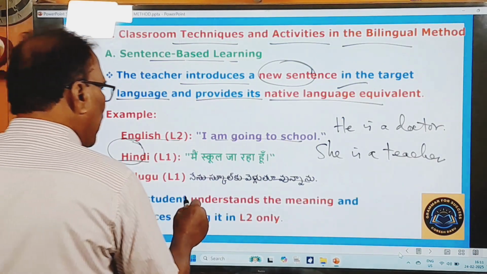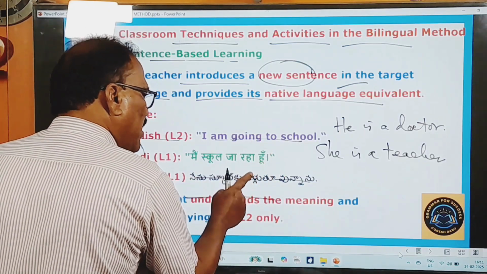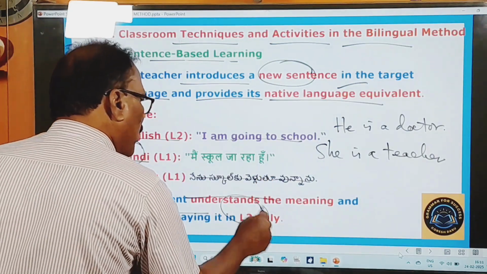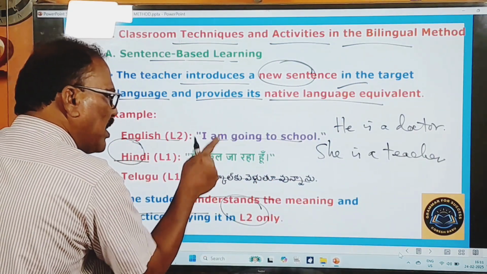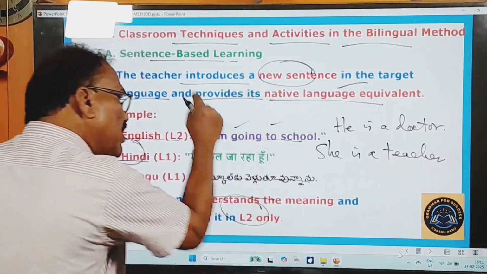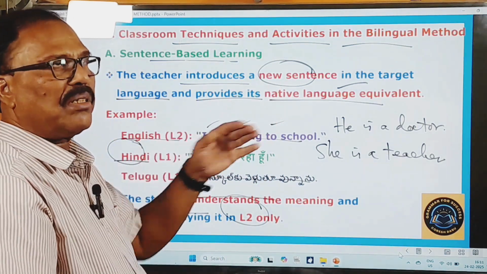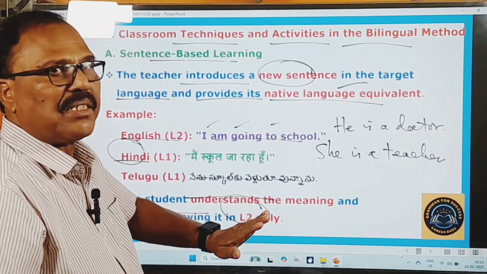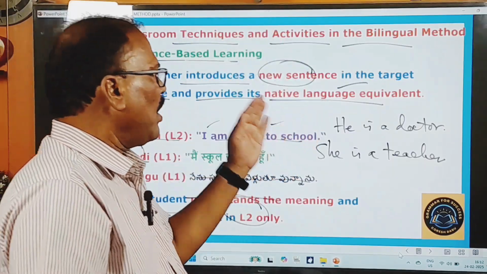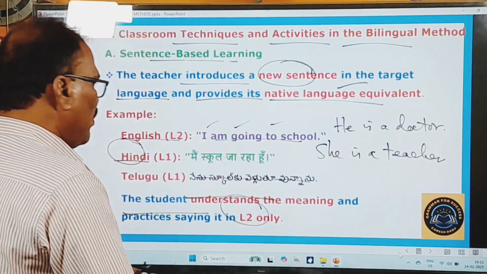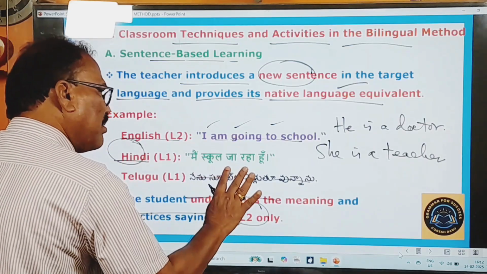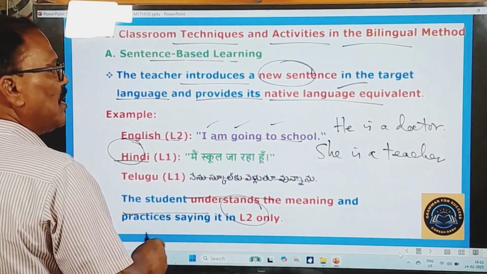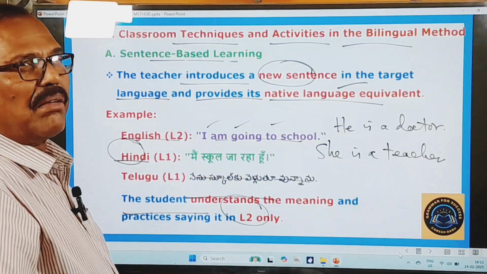The student understands the meaning. If the Telugu meaning is given for the English sentence, he can understand the meaning of it and practices saying it in L2 only. After understanding the Telugu meaning of this English sentence, he will practice only the English sentence. I am going to college. నేను కాలేజ్ వెళ్తున్నా. He understands the meaning, then stops learning this and only practices: I am going to school. He is a doctor. She is a teacher. Understanding the English sentence in Telugu is okay, but practicing that sentence only in English, in the L2 only. That is the great advantage of this bilingual method.